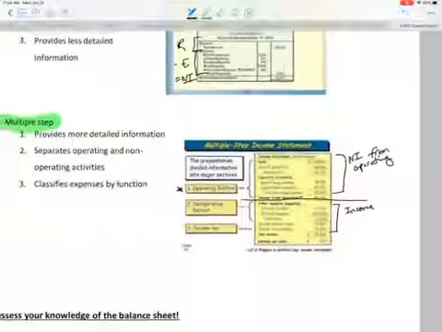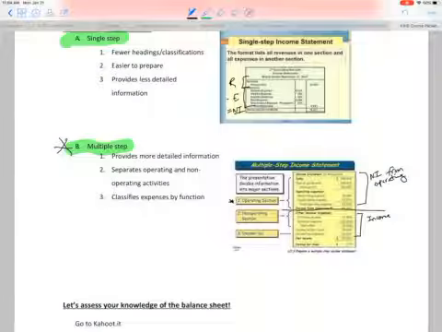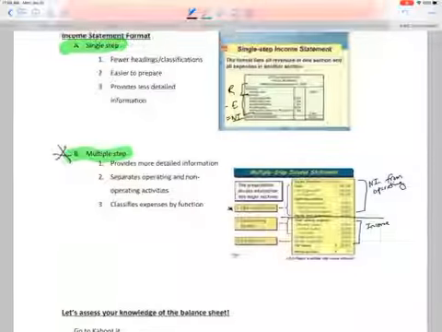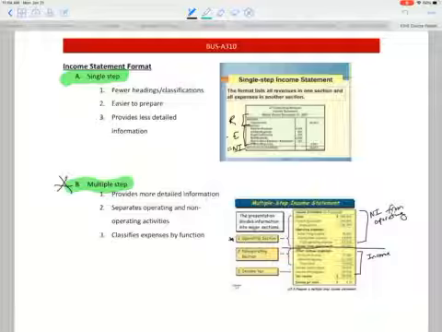So that's the discussion about the income statement. You can click next and you'll have the opportunity to answer some questions about the income statement, to assess your understanding of what we just talked about.